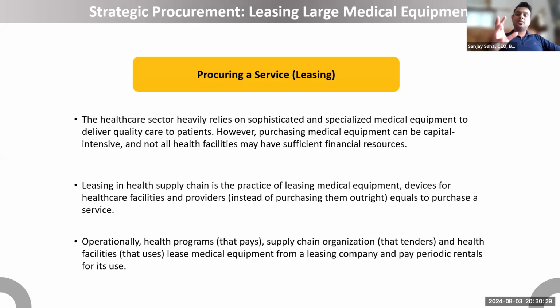Okay, so leasing is a process where the manufacturer will come, install the equipment at your health facility or your clinic or wherever it is, hospital. You do not pay a large upfront sum of money to own that piece of equipment, but you pay the supplier on a monthly or a quarterly basis based on usage.